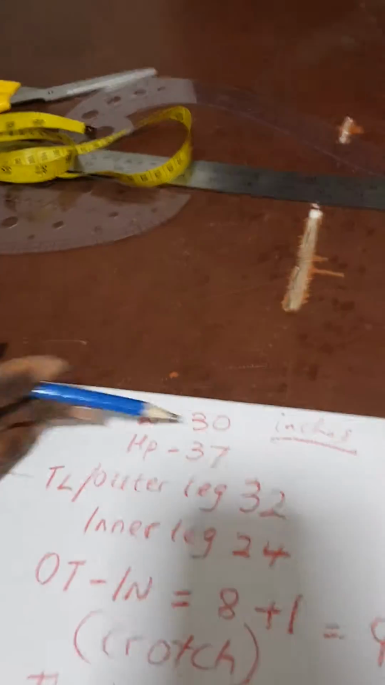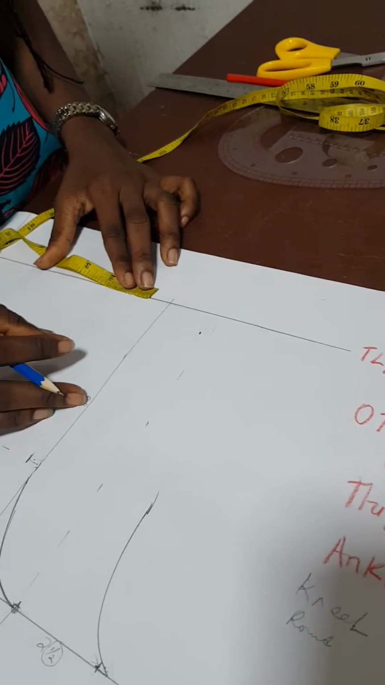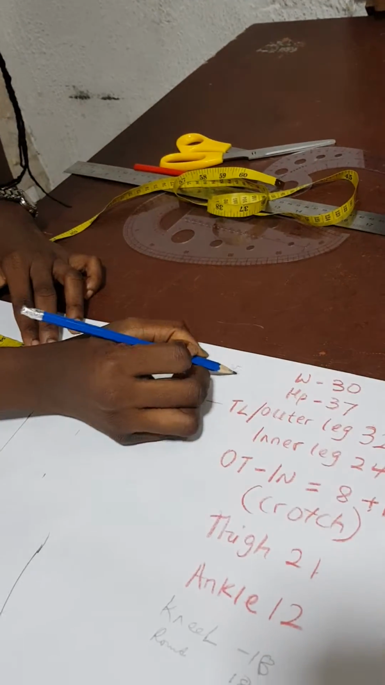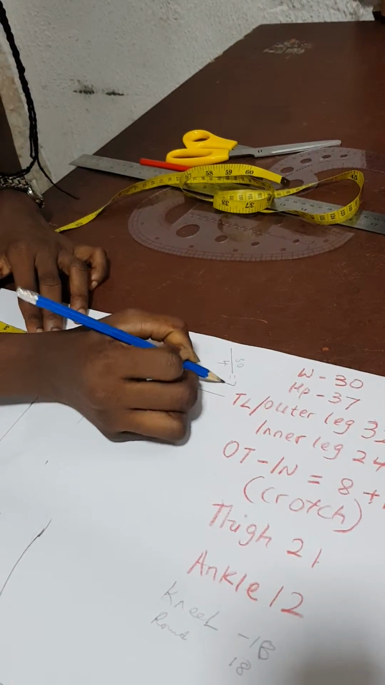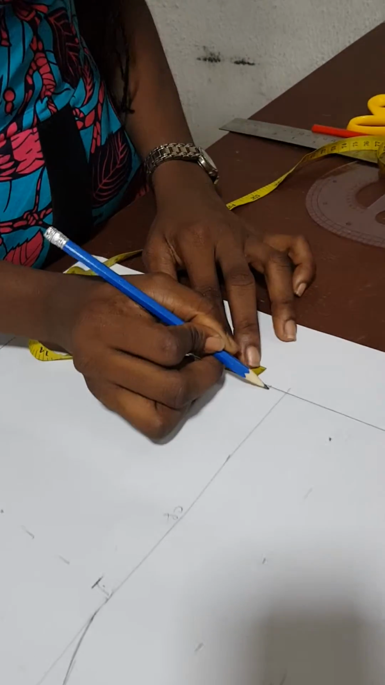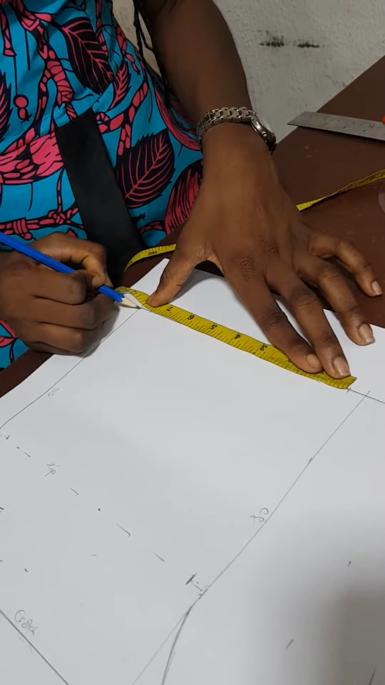My waist is 30. I'm going to divide my waist by 4 because I have to get my front separately from the back when it comes to the waist. So I'll have 30 divided by 4, which is 7.5. So for the front, I need my half-inch sewing allowance. I'm going to take 7.5, and then I need my half-inch allowance.